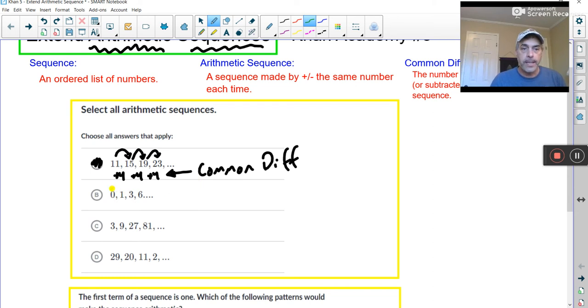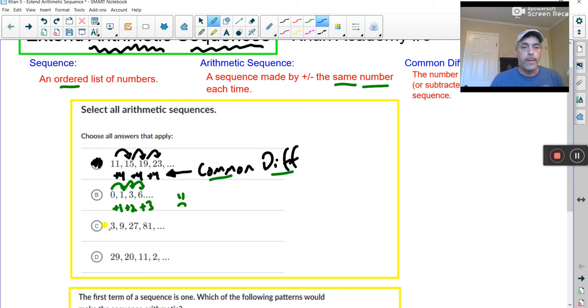As I look at this, I think, how do I get from term to term? Is it arithmetic? So if I go from 0 to 1, I would add 1. But if I go from 1 to 3, I would add 2. And if I go from 3 to 6, I would add 3. Well, that's not the same number each time. So this is not an arithmetic sequence. It's definitely ordered, like I can figure out the pattern, +1, +2, +3, +4, but it's not arithmetic. The arithmetic has to have this idea of a common difference. It's got to be the exact same number each time.